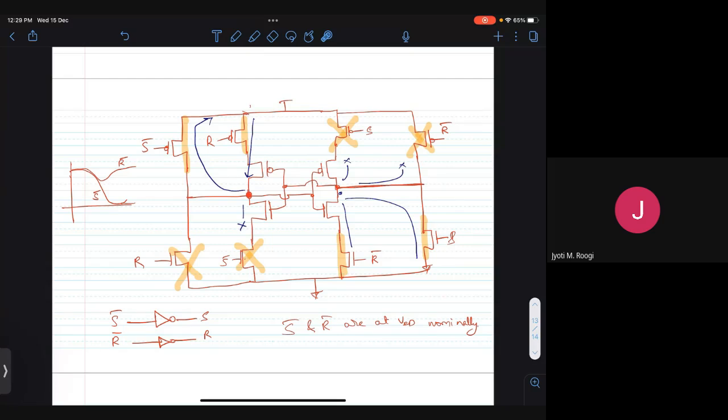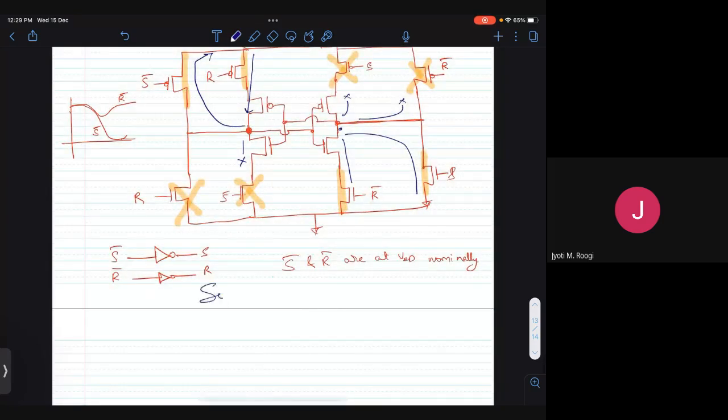So this is what is known as a symmetric SR latch. Because it is symmetric, its delay for a 0 to 1 transition and a 1 to 0 transition is identical.